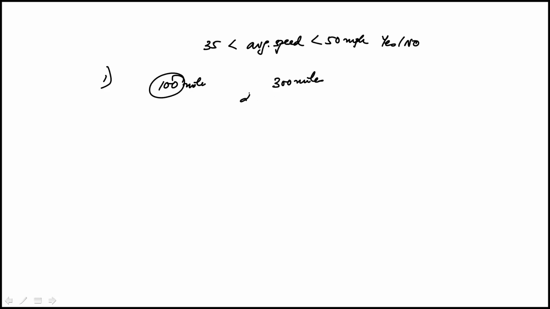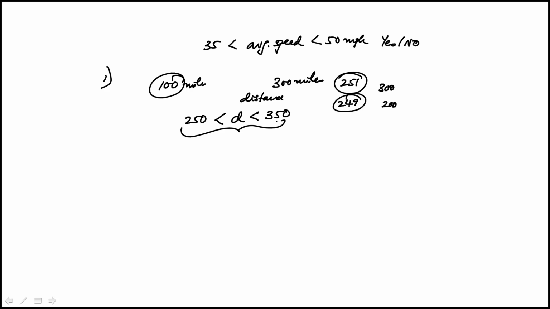So that means that the distance that he actually drove, let me just call that D, has to be less than 350 and then greater than 250. Because if it's, say, 251, then to the nearest 100, that would be 300. If it's 249, that would be 200. So it has to be between 250 and 350. I have no idea about how much time it took, so one alone is insufficient.